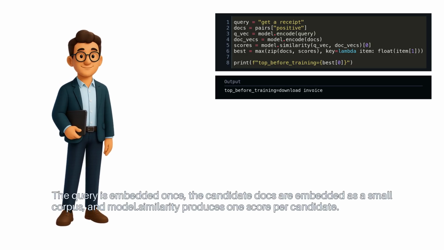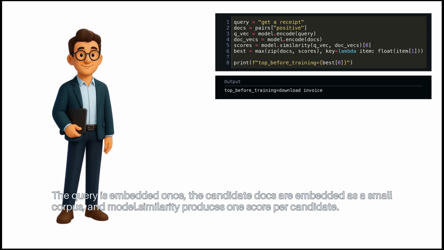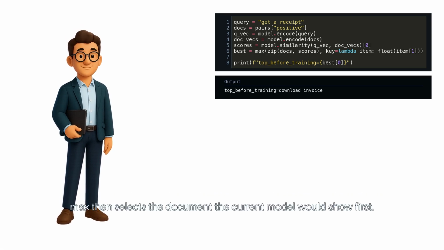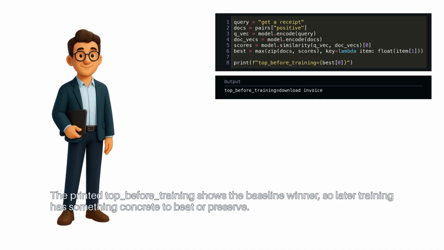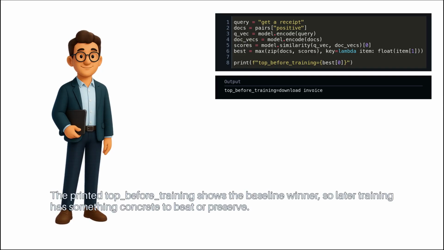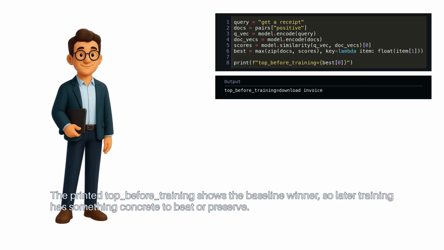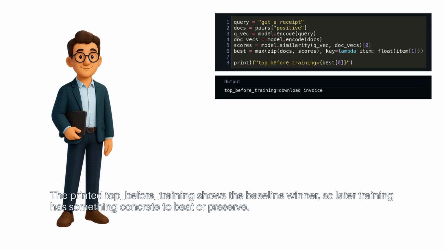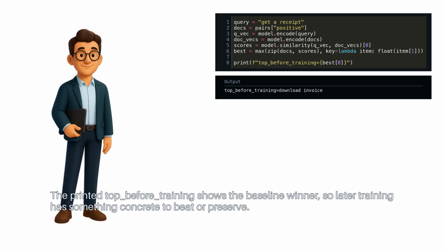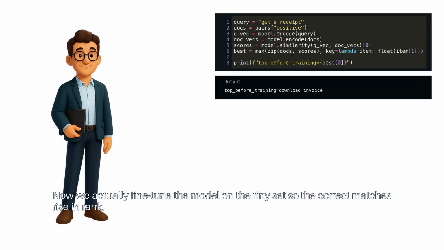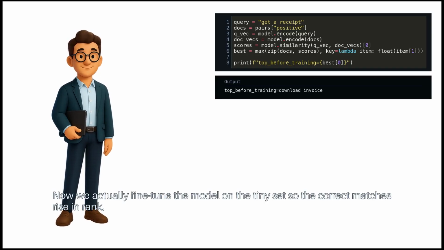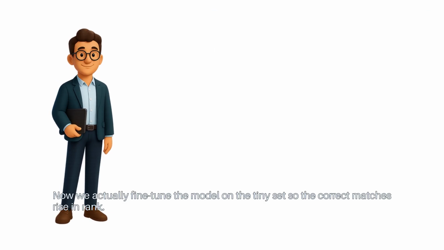The query is embedded once. The candidate docs are embedded as a small corpus, and model.similarity produces one score per candidate. Max then selects the document the current model would show first. The printed top before training shows the baseline winner, so later training has something concrete to beat or preserve. Now we actually fine-tune the model on the tiny set, so the correct matches rise in rank.